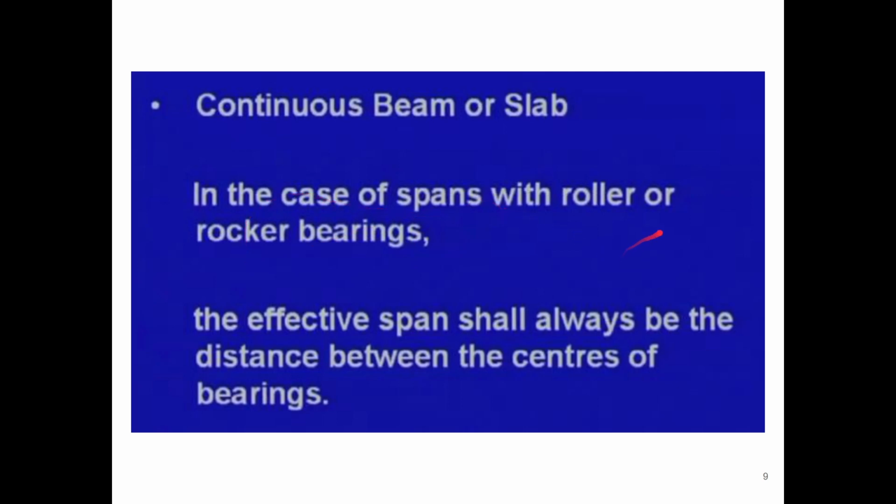Now in case of spans with roller or rocker bearings, here the rotation will be allowed. Translation will not be allowed, but rotation will be allowed. The effective span shall always be the distance between the centers of bearings. So it is almost similar to simply supported.